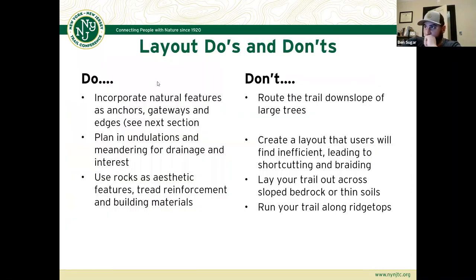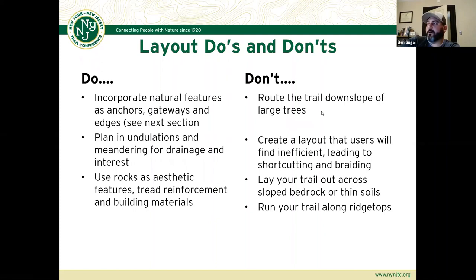All right, so just sort of general do's and don'ts. Incorporate natural features as anchors, gateways, and edges. They're natural opportunities to incorporate the surrounding environment into the physical experience that people will have when they traverse what you've laid out for them. Plan in those undulations and meanders for drainage and a feeling of natural belonging and harmony on the trail. Rocks aren't just aesthetic features, they're also tread reinforcement. They can hold up a hillside. So using those rocks as anchors to one side or another of a trail is extremely useful. And in many cases, they're building materials.